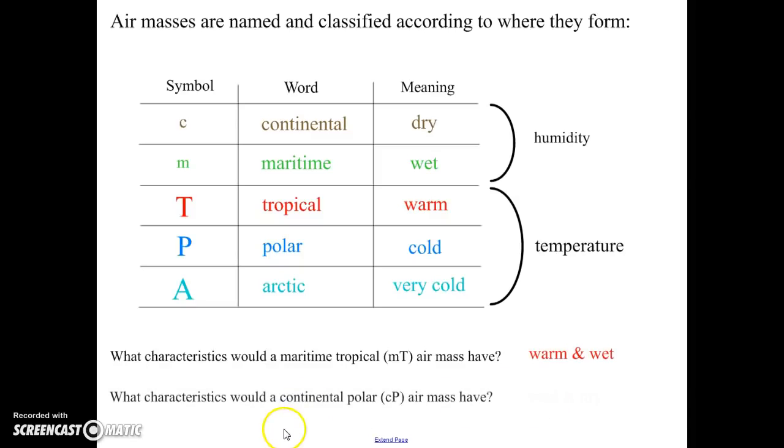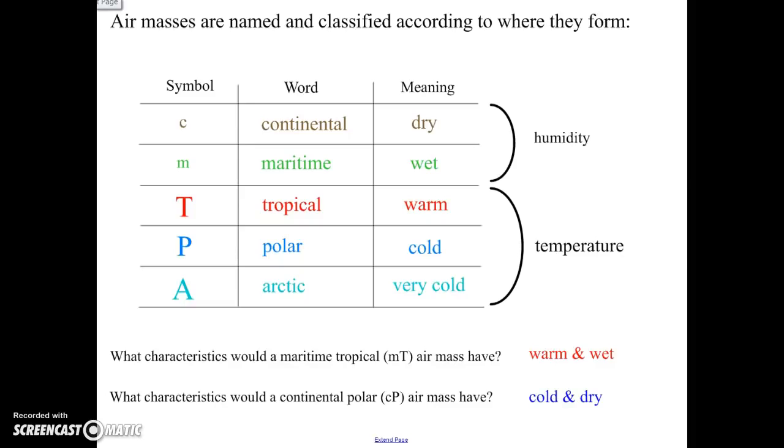What if an air mass was a continental polar air mass? Lowercase c for continental, capital P for polar. Well, continental means dry, polar means cold. So this is going to be some cold and dry air.